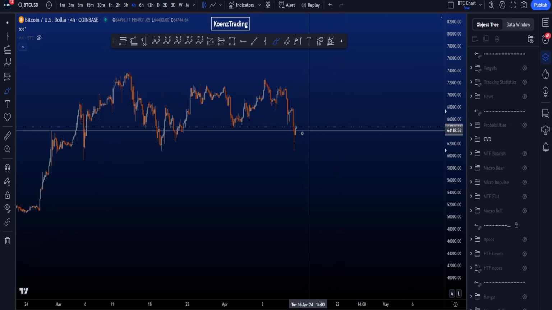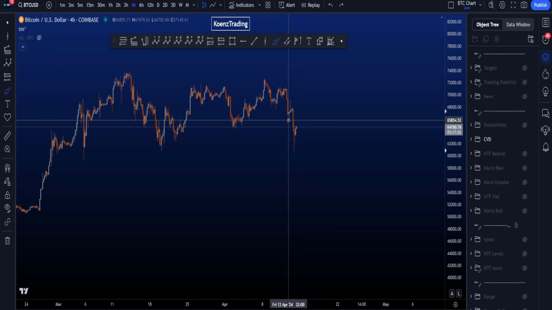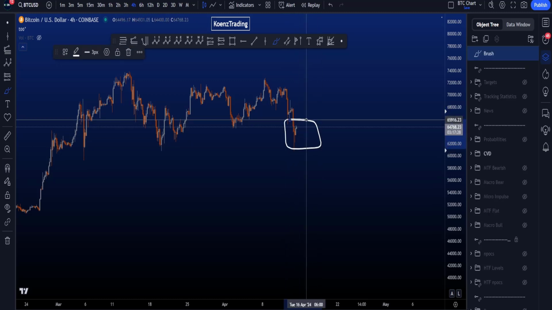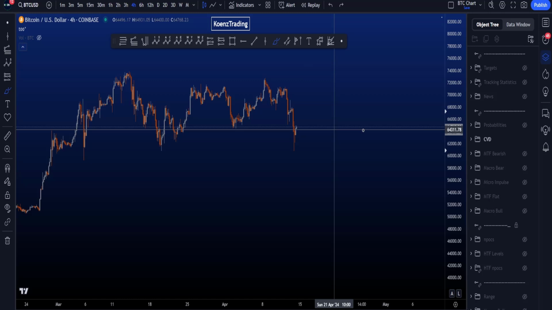On the lower time frames, I usually keep an eye on CVD, but because overnight we dumped, I want to give price a little bit of time to range, and then we'll look at the CVD again at a later stage.